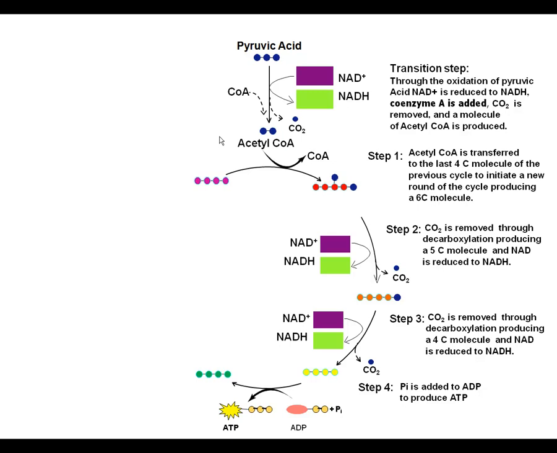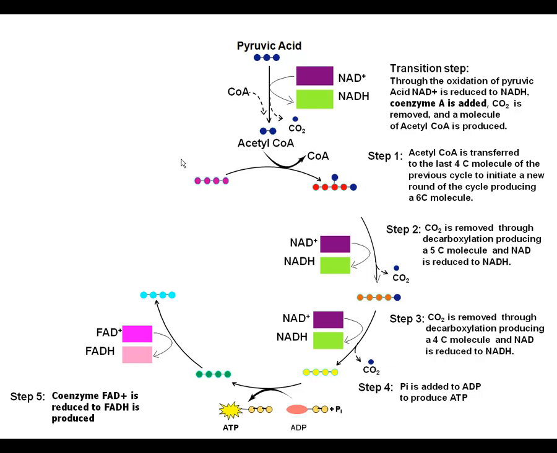NAD is a coenzyme that can only carry specific hydrogens that have a specific energy level. So what we're going to have to do is bring in a new coenzyme that can take on these lower energy hydrogens, and that is going to be the coenzyme FAD. FAD, we're going to start at this new 4-carbon molecule. We're going to oxidize this 4-carbon molecule. We are going to reduce FAD to FADH, and we have a new 4-carbon molecule.